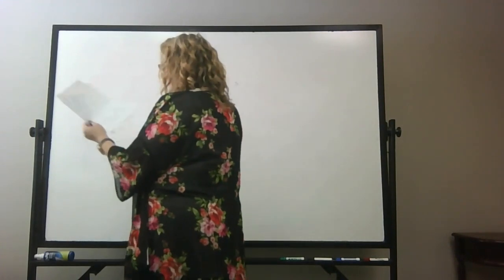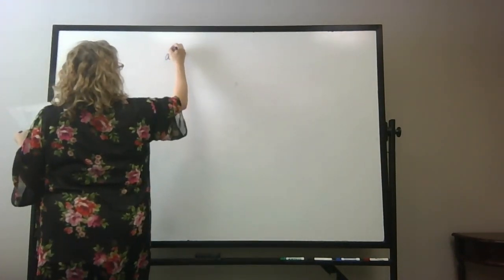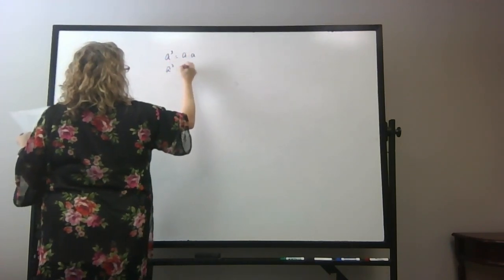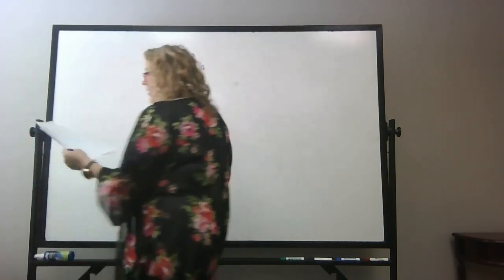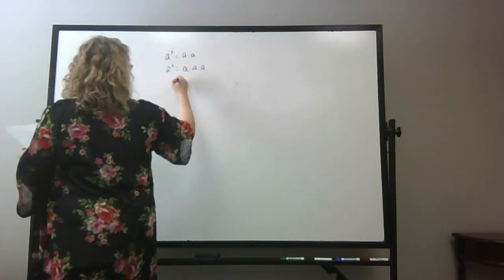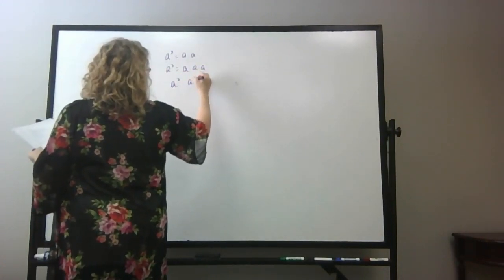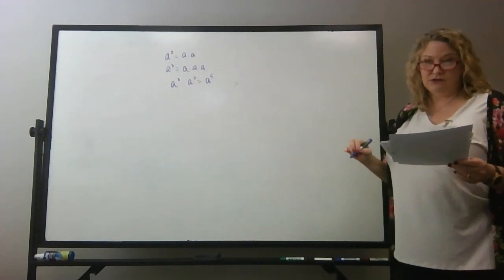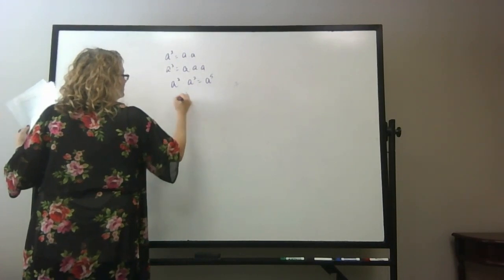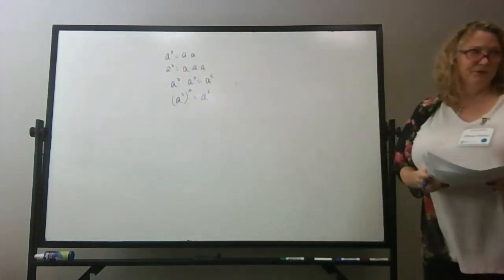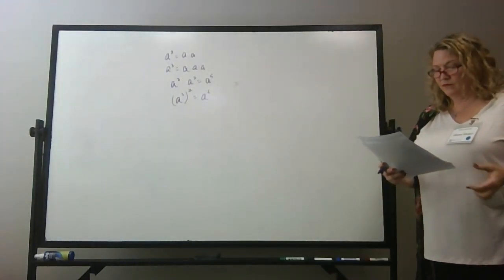Okay, so here, if I've got a squared, that equals a times a. If I have a cubed, that's a times a times a, right? We're happy with that. If I have a cubed times a squared, that is a to the fifth. I add those, all right? And then if I have a cubed and I square that, I get a to the sixth because I'm going to multiply those. Nothing new there.